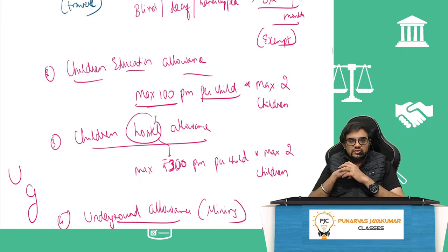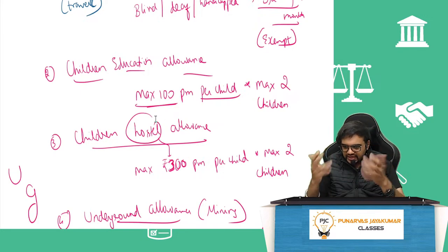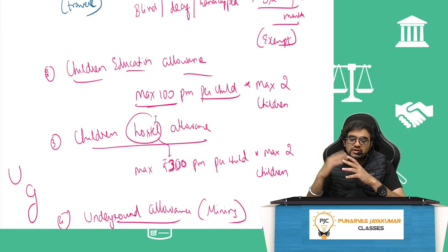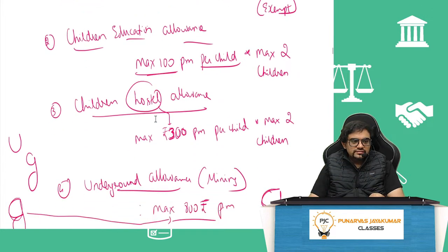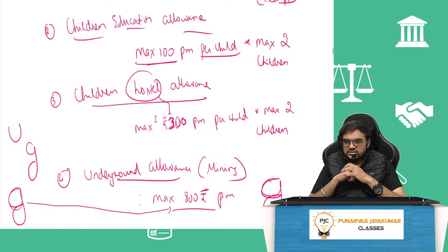Children education allowance. Maximum 100 rupees per month per child. Maximum two children, right? 100 rupees, peanuts, this was all there in the 1960s, 70s. It doesn't even make sense. 100 rupees per month per child. What is 100 rupees in this day and age? They should remove all these things. Don't tax that also. Why should we sit and remember? But it's painful for us only, right? No choice.